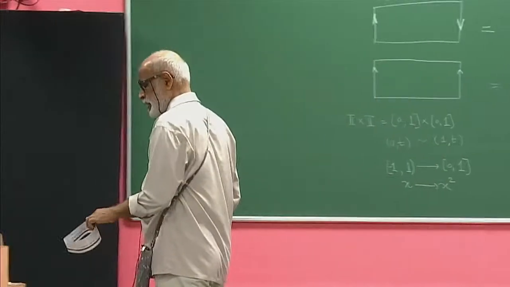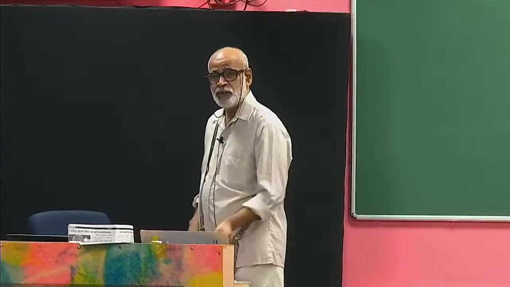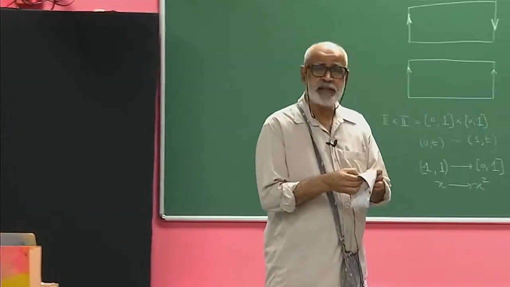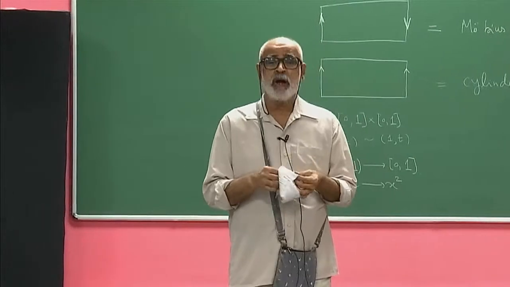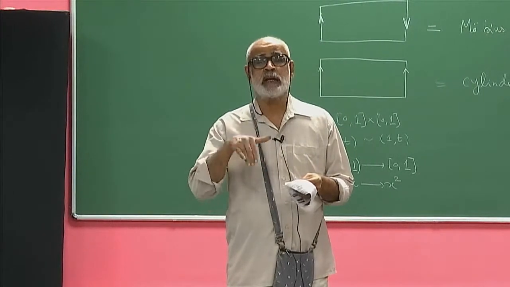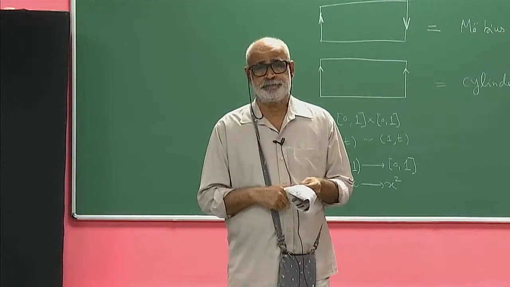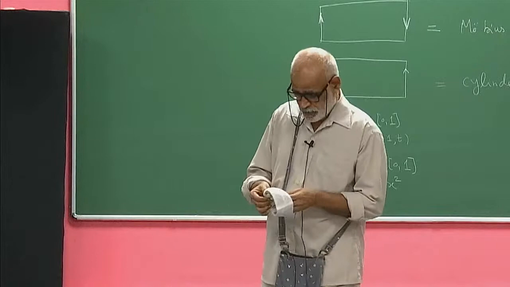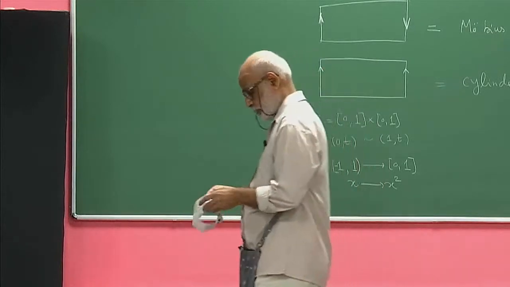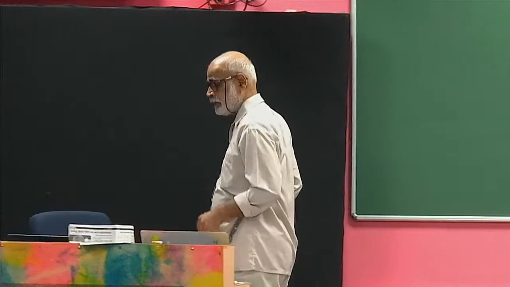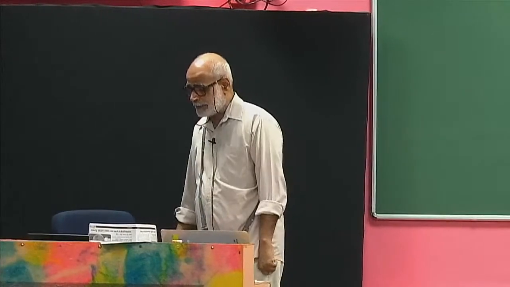The second question is the same question for the Mobius band. If you cut along the central circle here, how many pieces do you get? And what are those pieces? Okay, think about that. If you have some answers, please feel free to respond in the chat section.